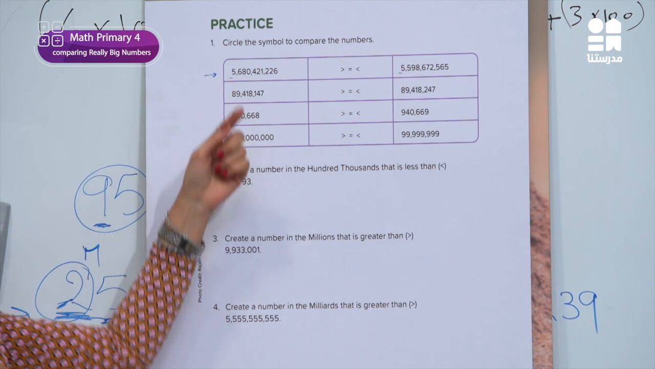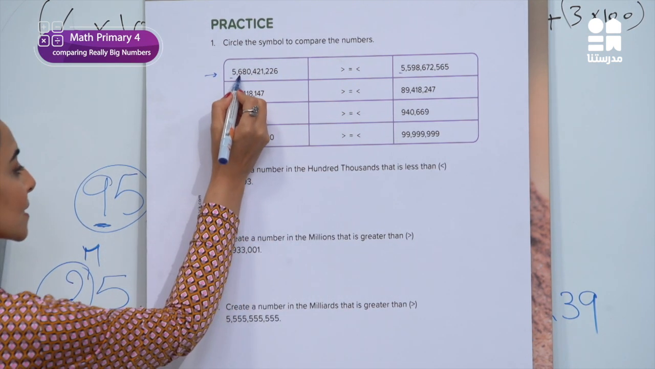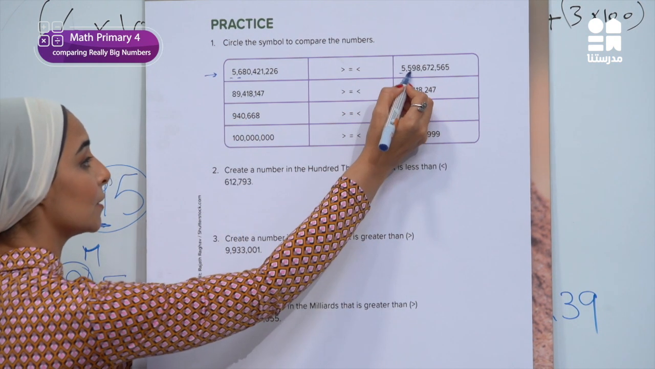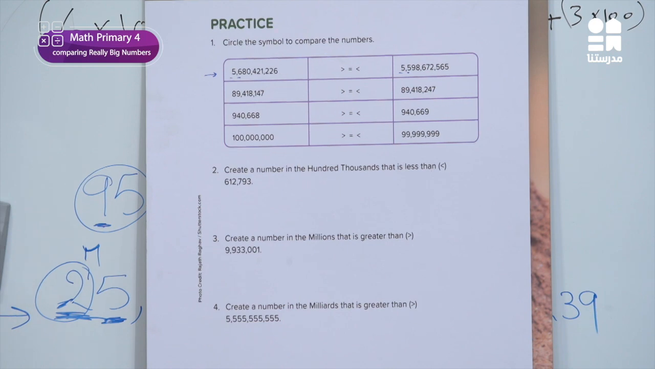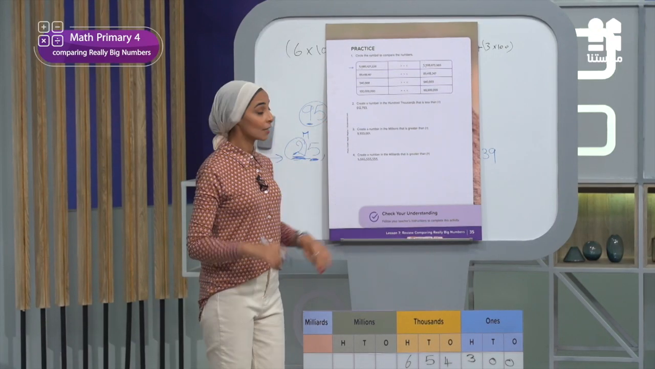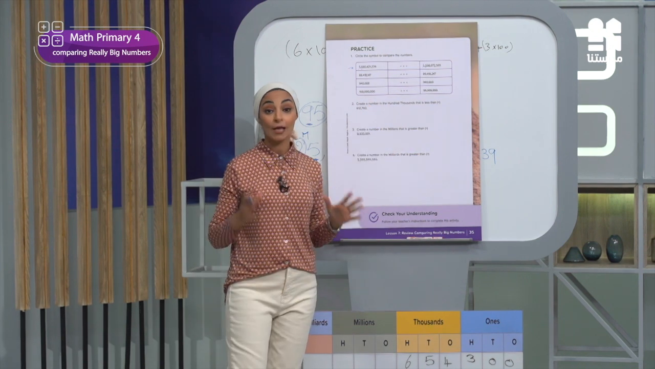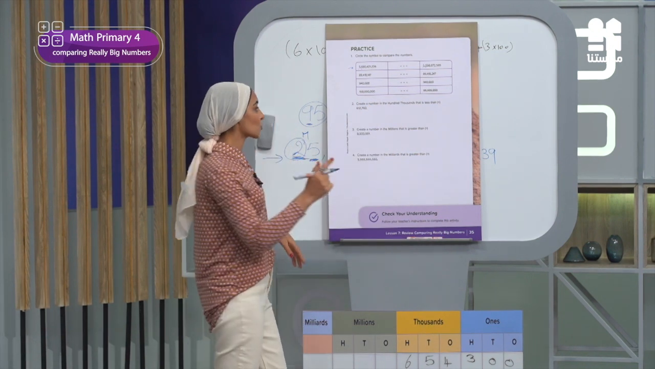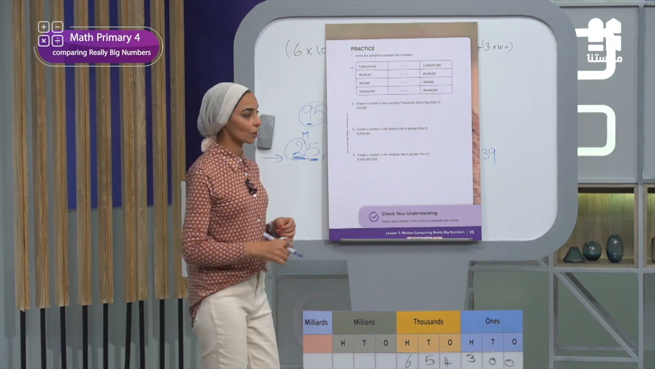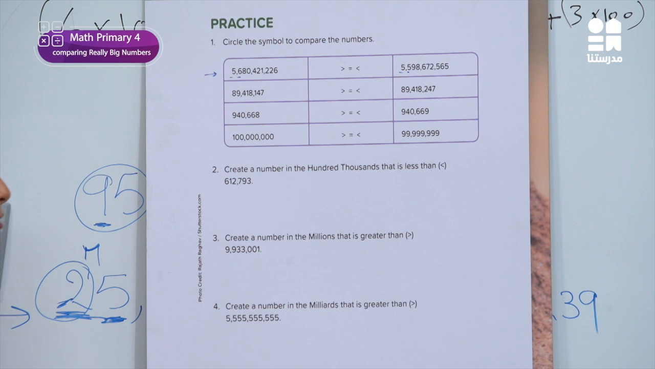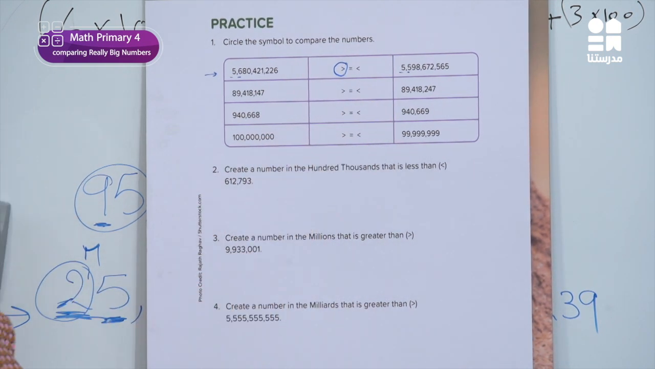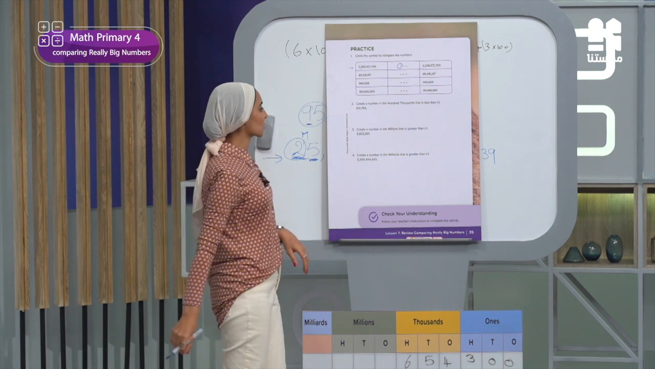Now, what about the second one? Here I have 600 million. The second number, 500 million. So which is bigger? Yes, of course, 600 million is greater than 500 million. So that's why the first number is greater than the second number. So which symbol do I choose? Yes, of course, the first symbol I will choose.